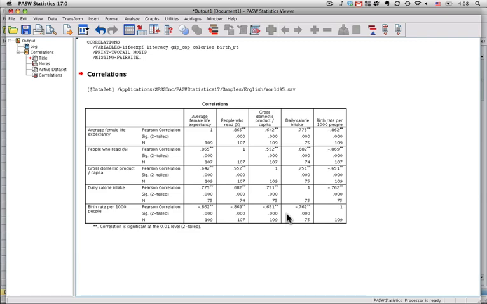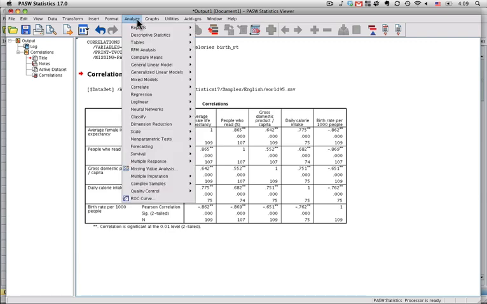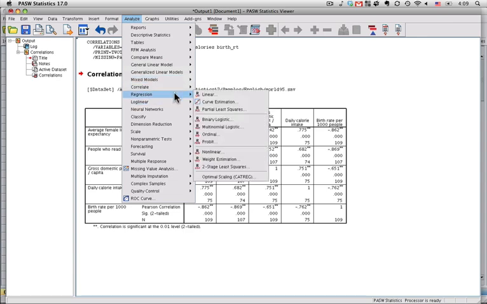Because what I'm going to do now is use a multiple regression to look at the association of all four of these together to predict life expectancy for women. So the way I'm going to do this is I come up to Analyze and down to Regression. I'm going to use Linear. I used this command for a bivariate or simple regression earlier. Now we're just going to get a little more sophisticated.